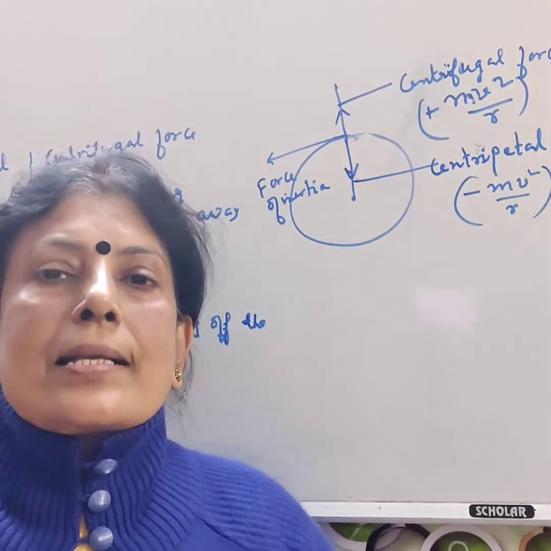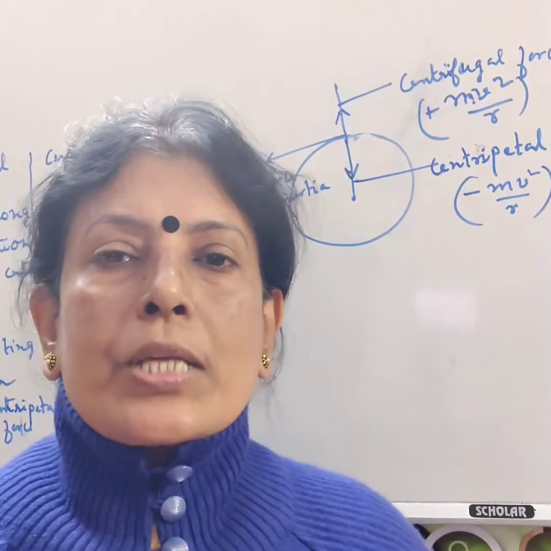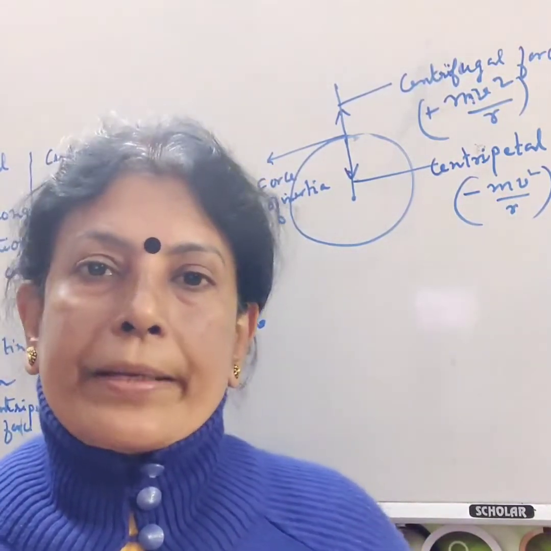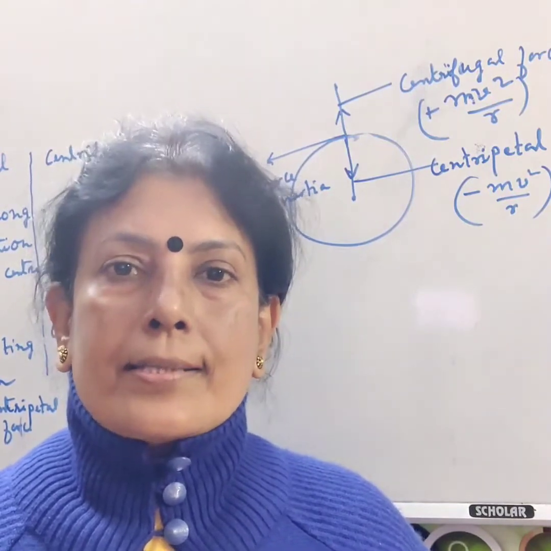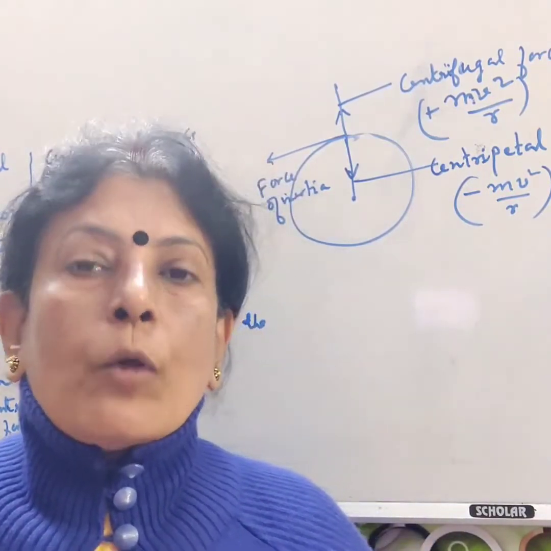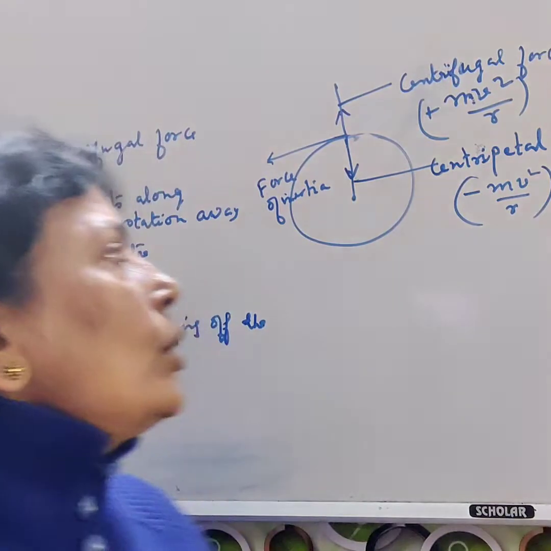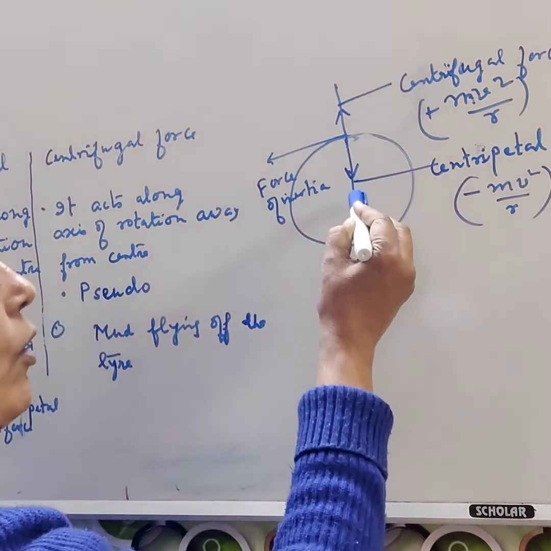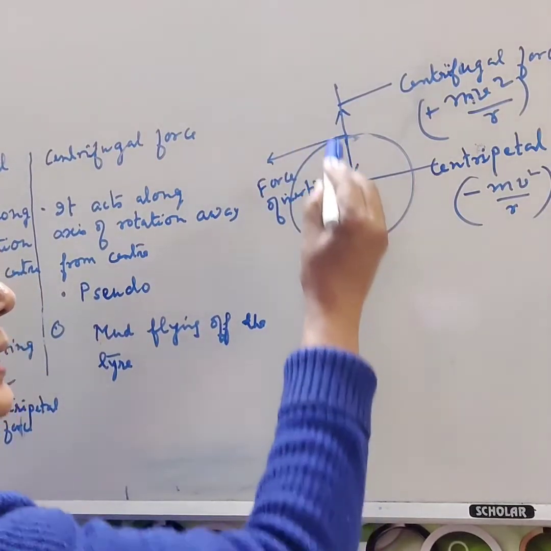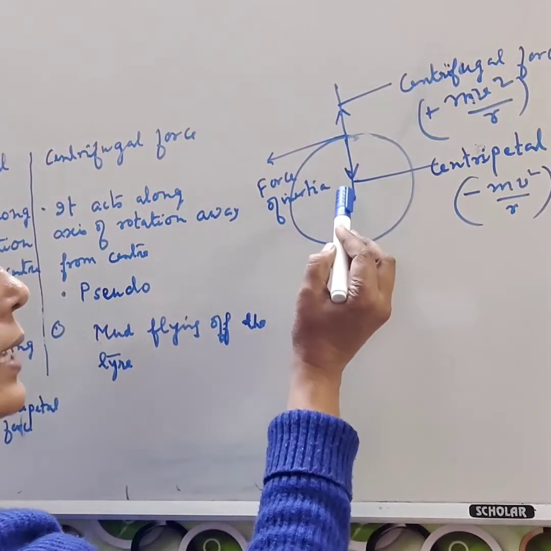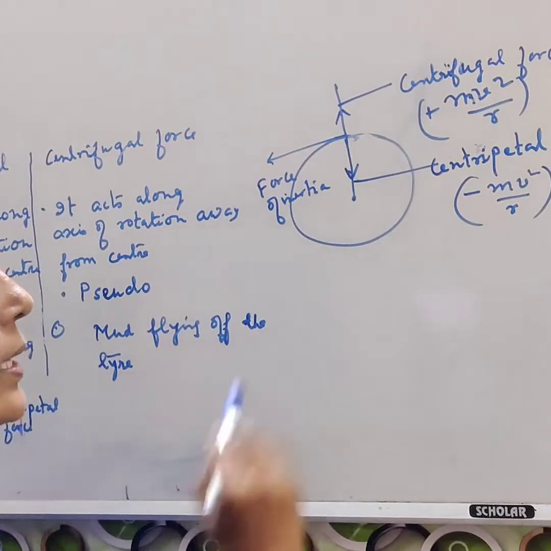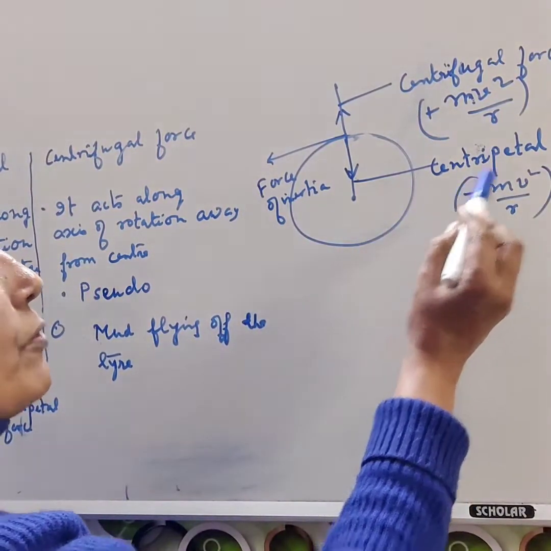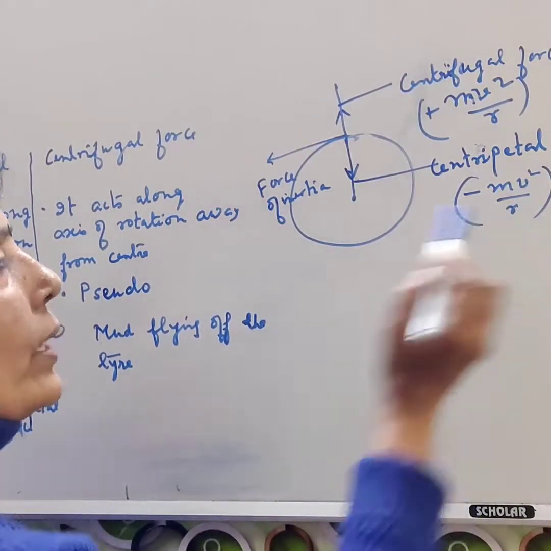Now we will discuss two forces which are based on gravitational force. One is centripetal force and the other is centrifugal force. What is centripetal force? When a body is in circular motion, then one force always acts along the axis of rotation towards the center of rotation. This force is called centripetal force, and the value of this force is minus mv square by r.